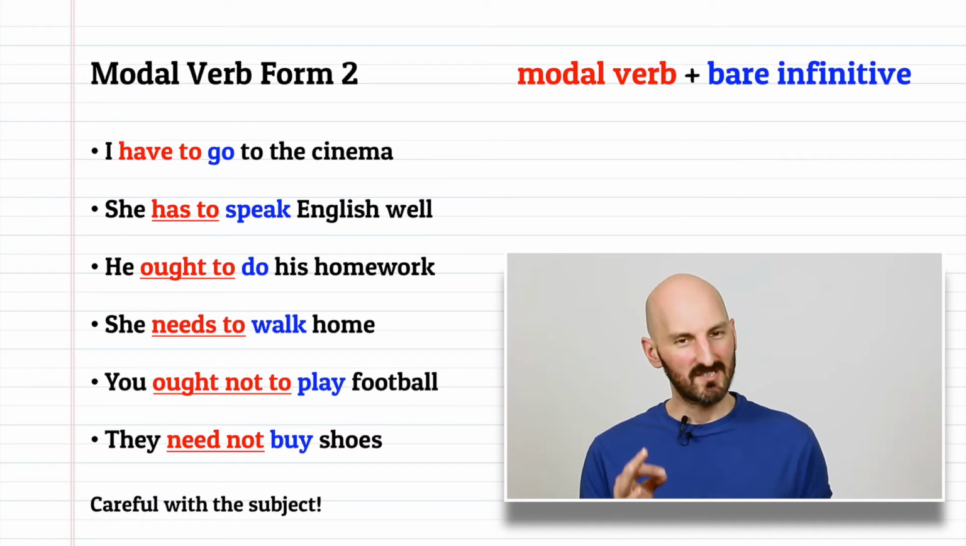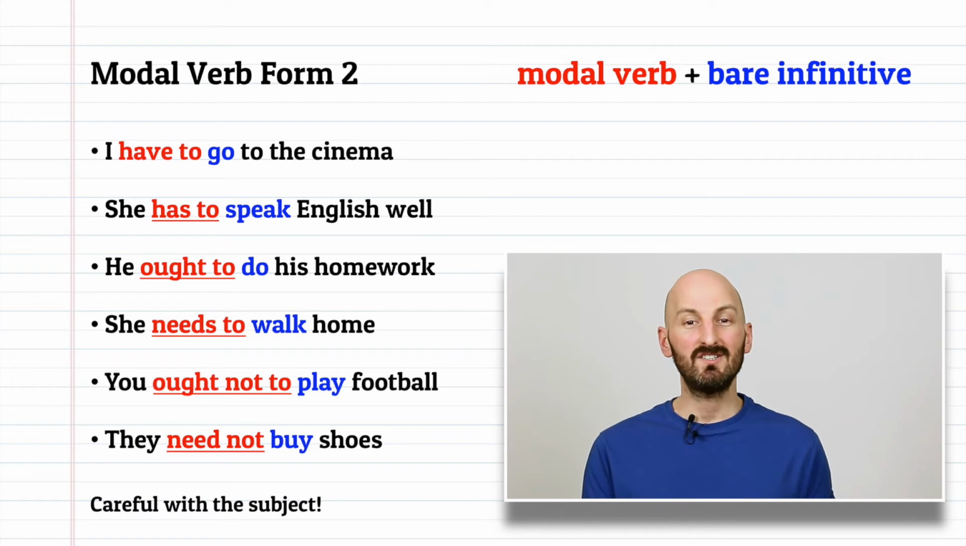Again, check the subject. Also, need to and ought to use a different form in the negative. I ought not to go to the cinema, check the position of not, and I need not go to the cinema. There's no preposition to.